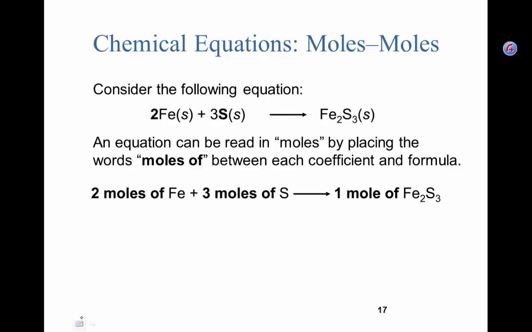All right, the last thing that we're going to look at is chemical reactions and going from moles of one substance to moles of another. So if I look at a balanced equation, like the one that I have here, that means I can read this as 2 moles of iron react with 3 moles of sulfur to form 1 mole of iron(III) sulfide. So the coefficients in here tell me how many moles I have. And if there isn't a coefficient, that's the same as having a 1 there.